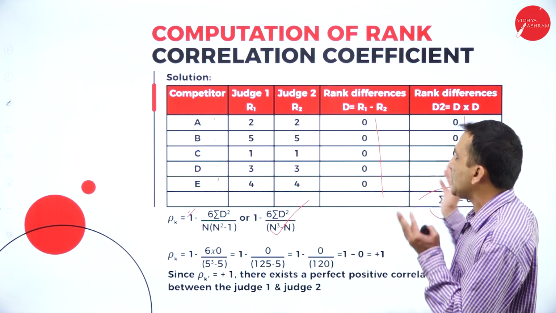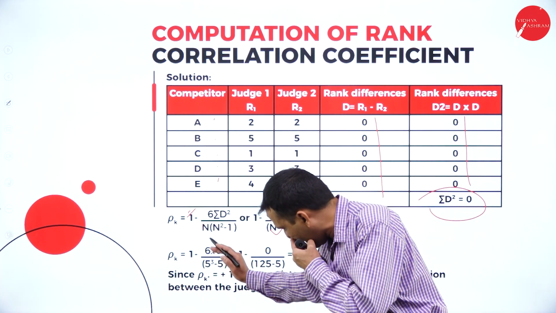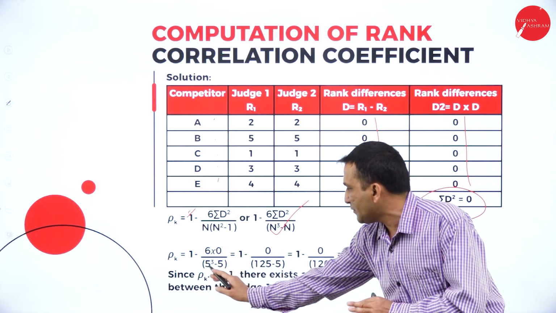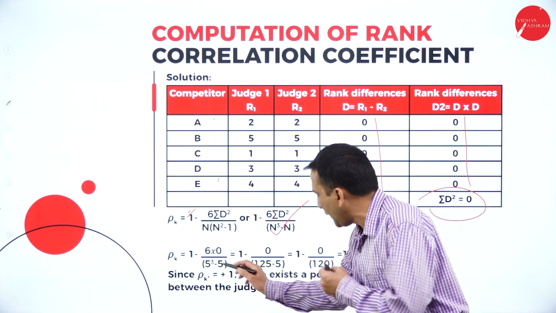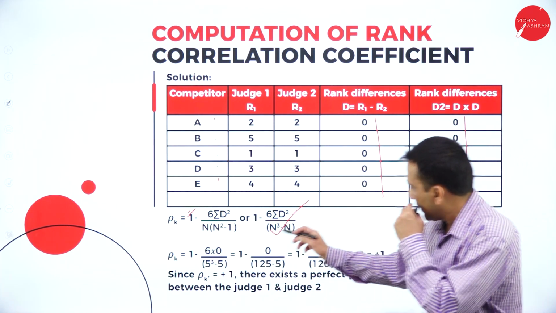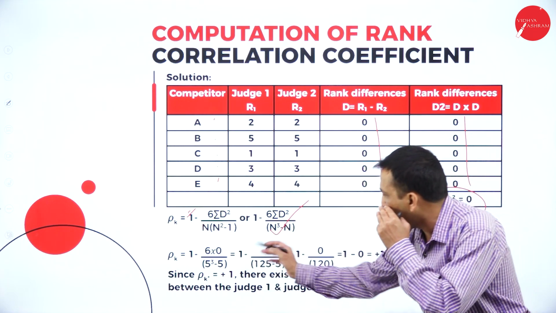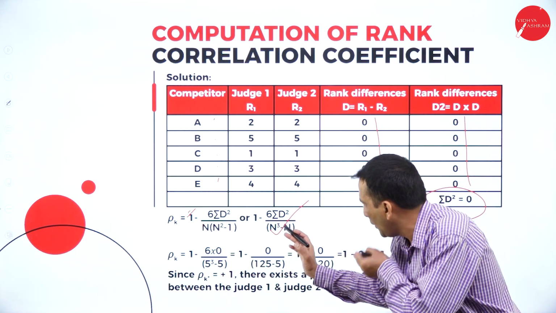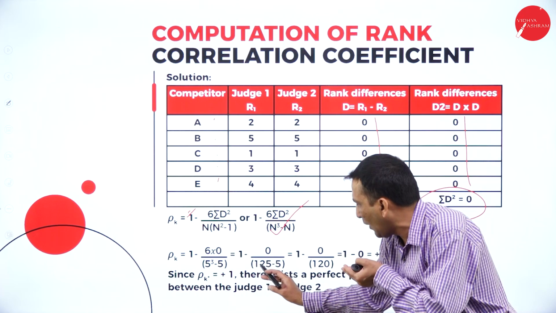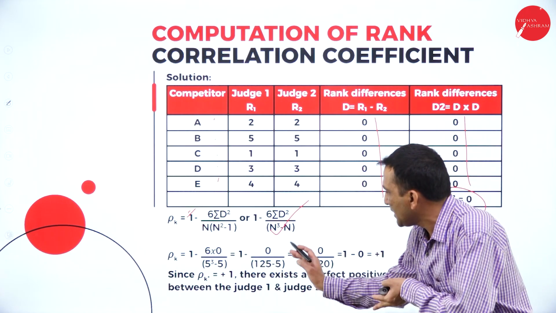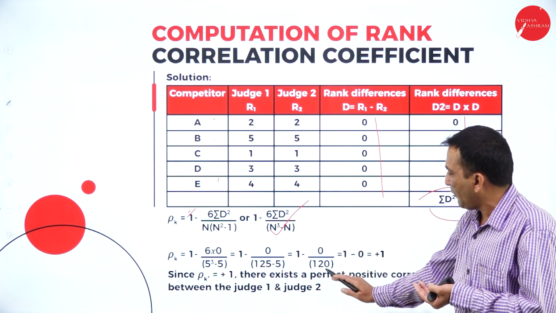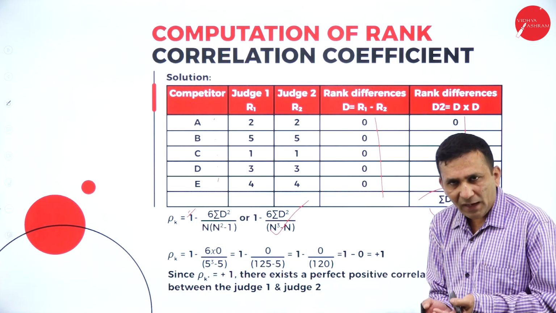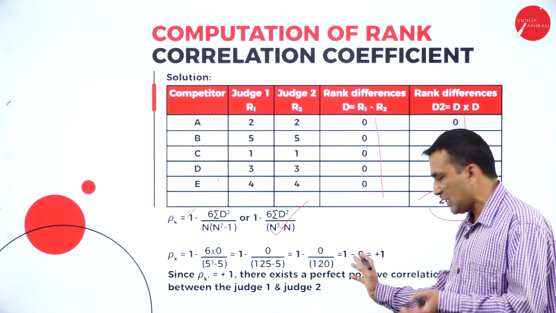D square we got 0 in the numerator, completed. In the denominator, n, the number of items, is 5, because the formula has a cube, so 5 to the power of 3 minus 5. 5 to the power of 3 is 125. 125 minus 5 gives 120. So numerator 0 divided by 120, we get 0 only.